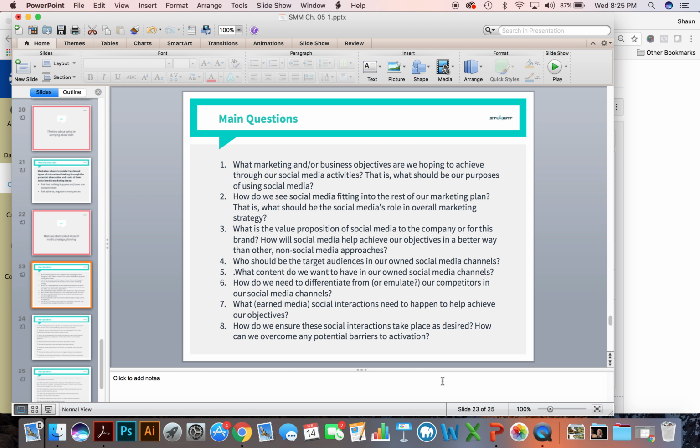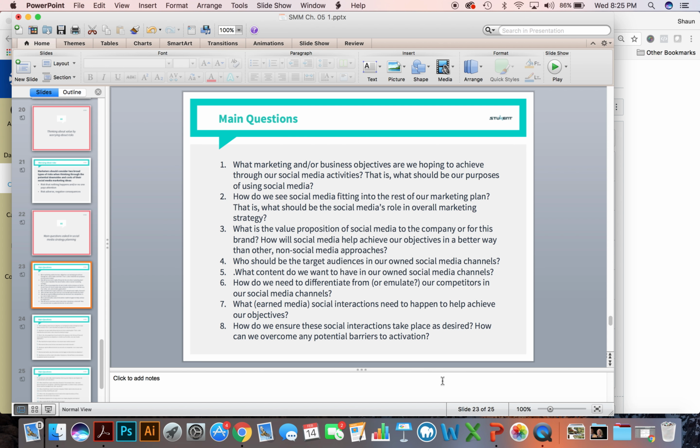Number 3, what is the value proposition of social media to the company for its brand? How will social media help? Who should be the target audiences in our own social media channels? Again, for your final project, I'm going to ask you, who is your target audience? Your week 1 assignment where you picked your company, I needed to understand who your target consumers were. For your final project, I expect you to plan that out.